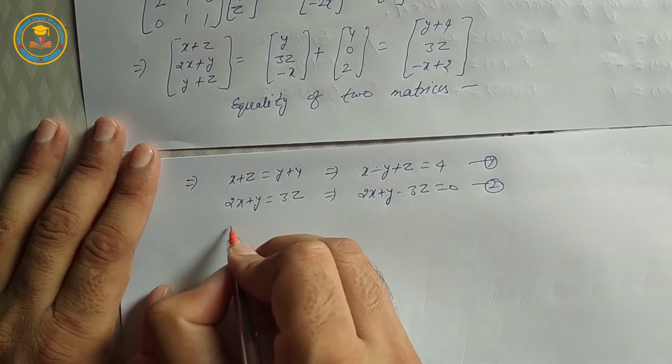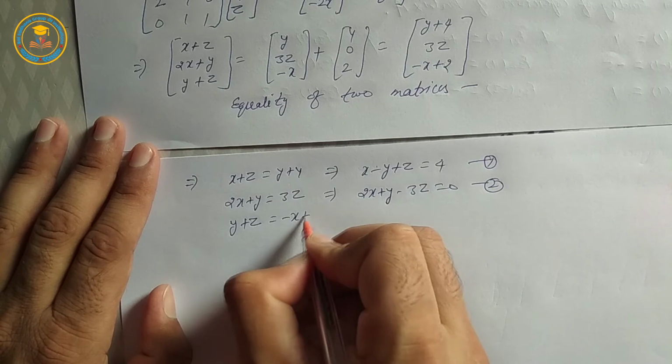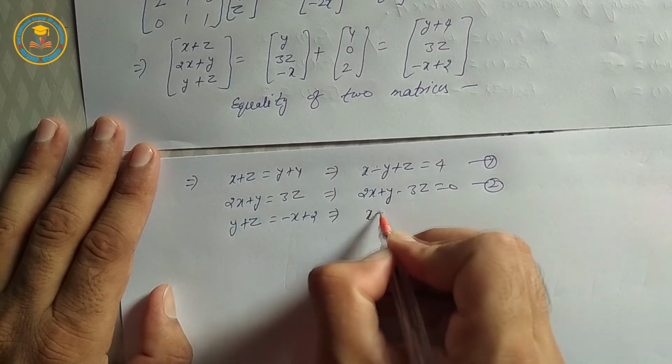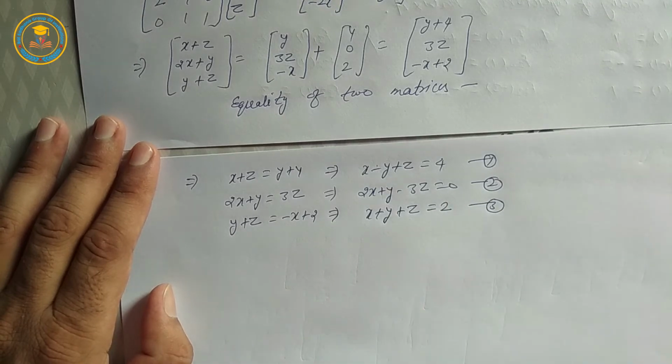Equation 2. Third part: y plus z is equal to minus x plus 2 implies x plus y plus z is equal to 2. Equation third. Okay.